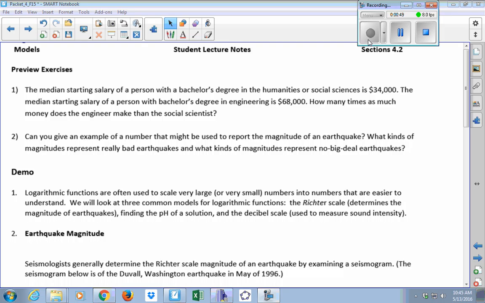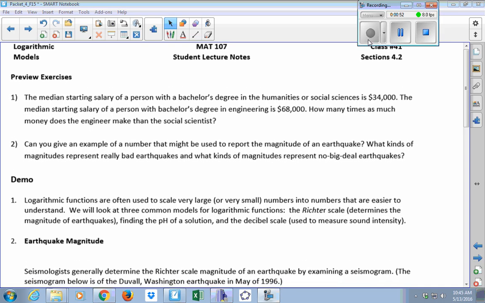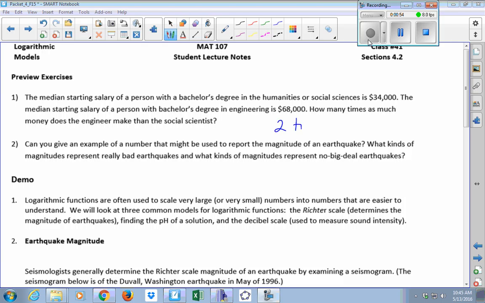So I think probably most of you here, and let me know if I'm wrong, have 2 times. Is that true? Yes. Okay. And you can also remember, flip that ratio around, you can say 2 to 1 or 1 to 2, depending on how you're looking at the question. So when it says how many times as much money does the engineer make compared with the social science, the engineer's salary is the numerator and the social science salary is the denominator.